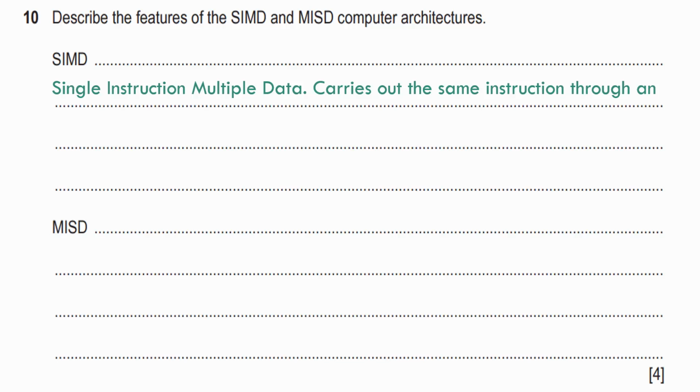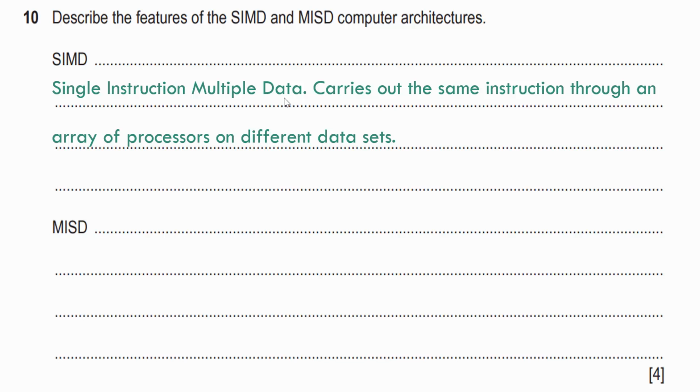So let's describe the feature. It carries out the same instruction, that's what we mean by single instruction, the same instruction through an array of processors on different data sets. And that's what the multiple data refers to. So we have the same instruction. It's going to be the same across all processors, but each processor is working on a different data set.